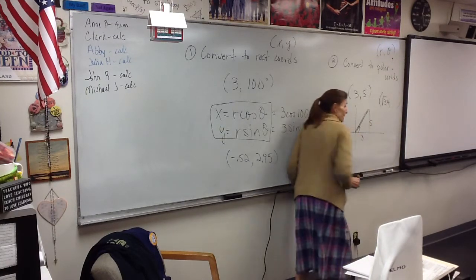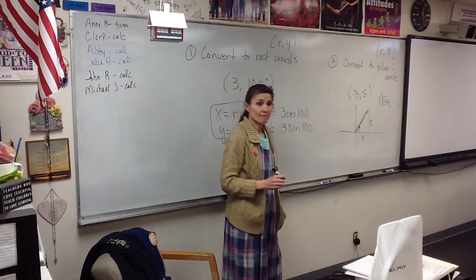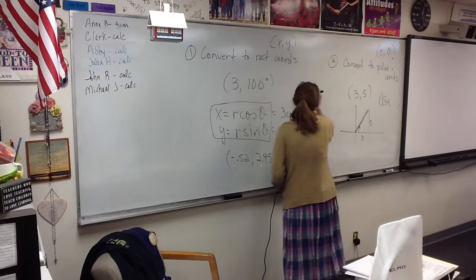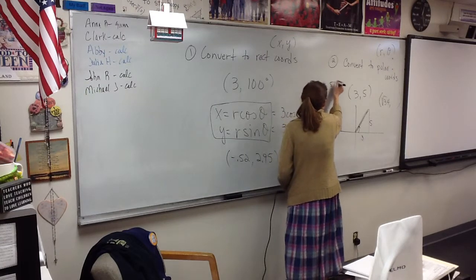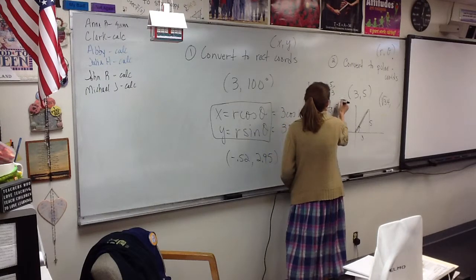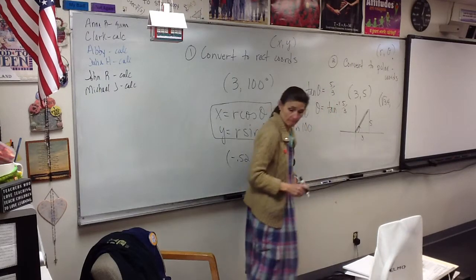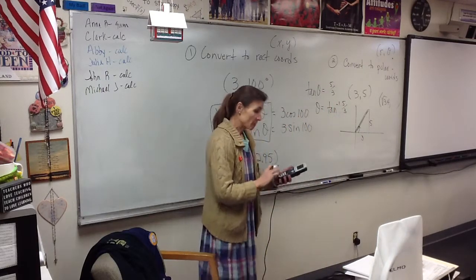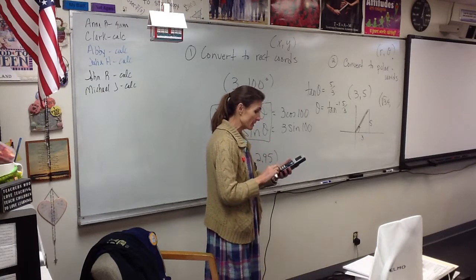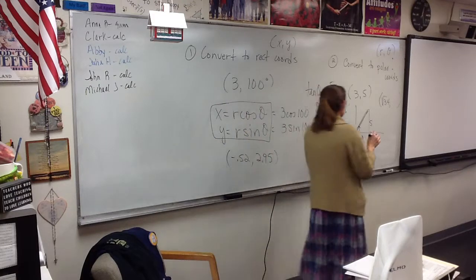This is theta. We know how to find that. Tangent theta equals 5/3. So the buttons we'll press are second tangent 5/3. Now, if you were in radians, your answer won't look like this. You did the right thing, but it'll look different. I got 59.04.